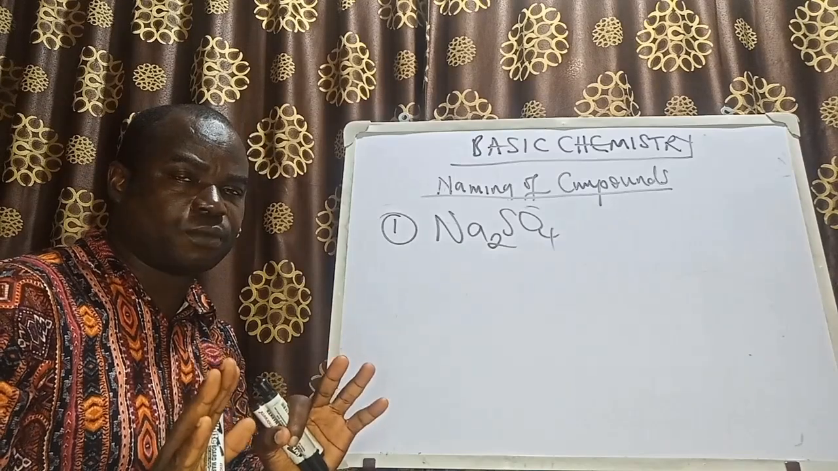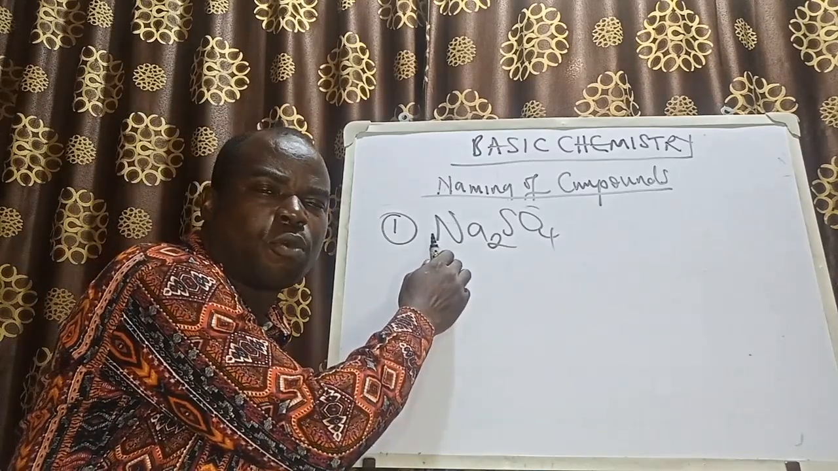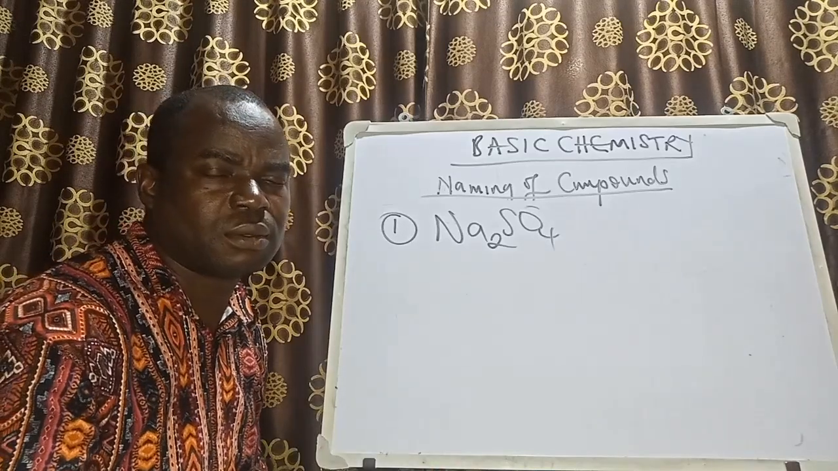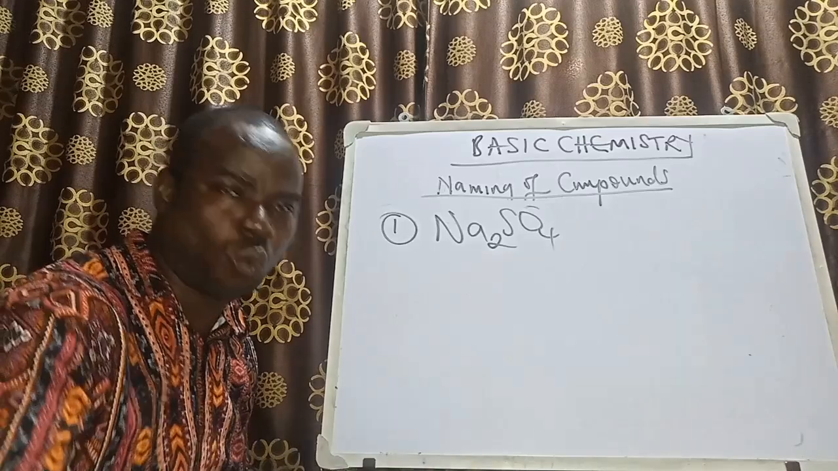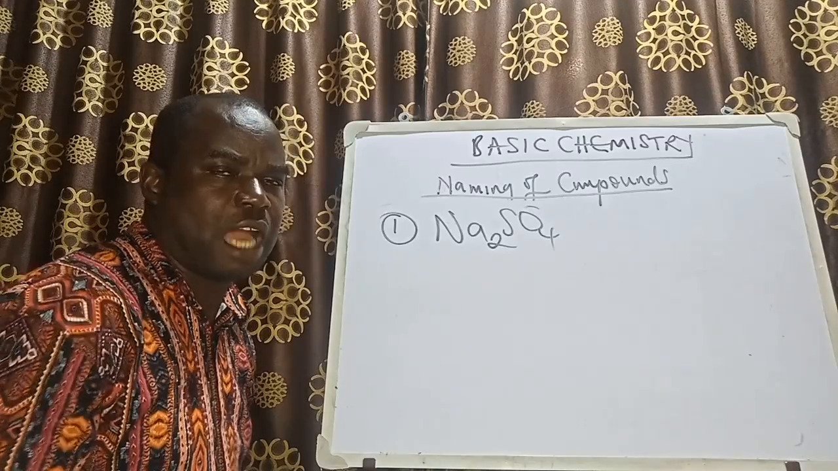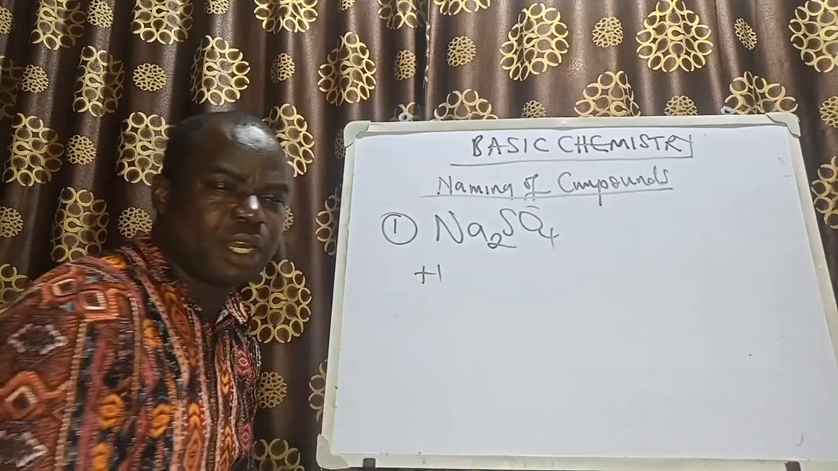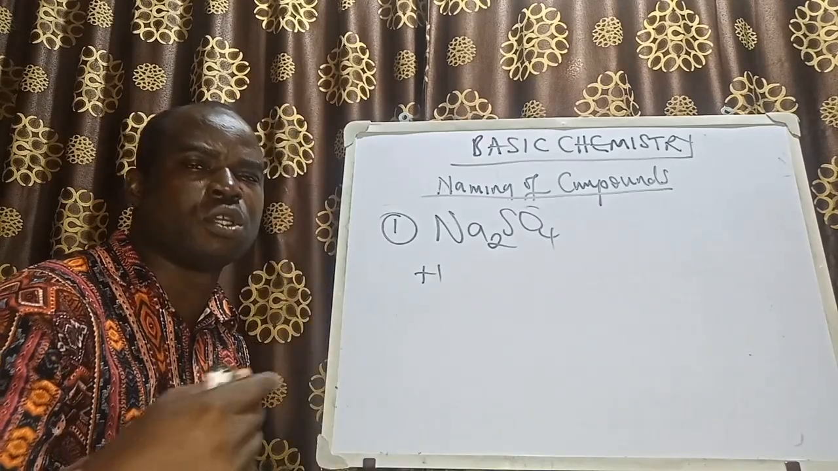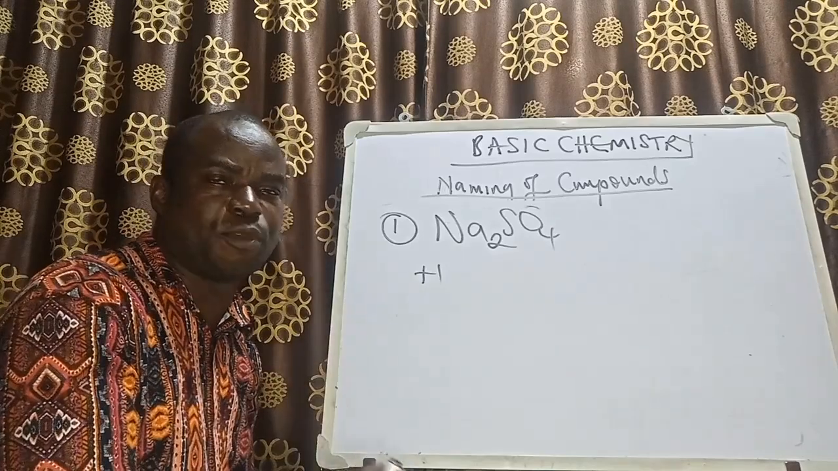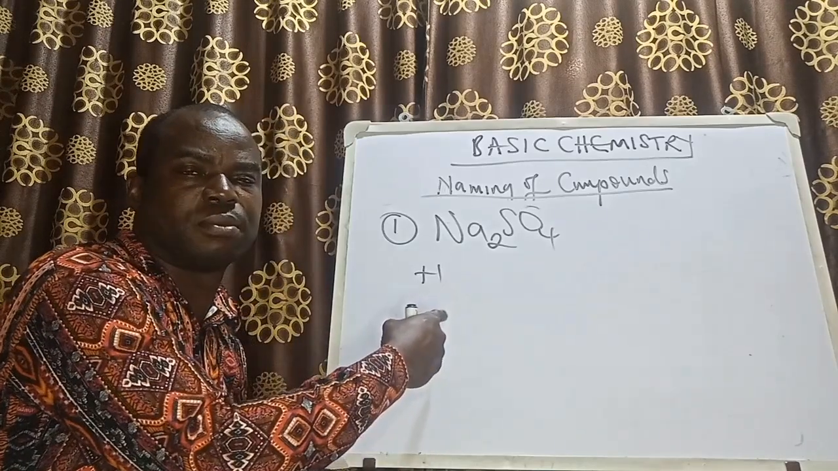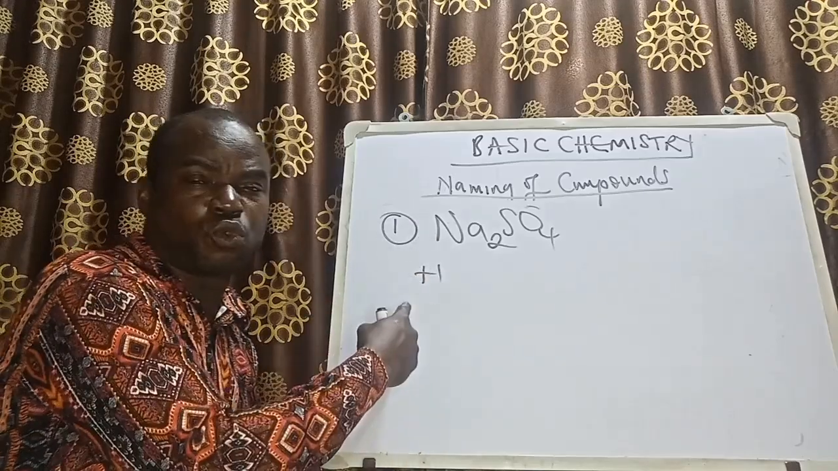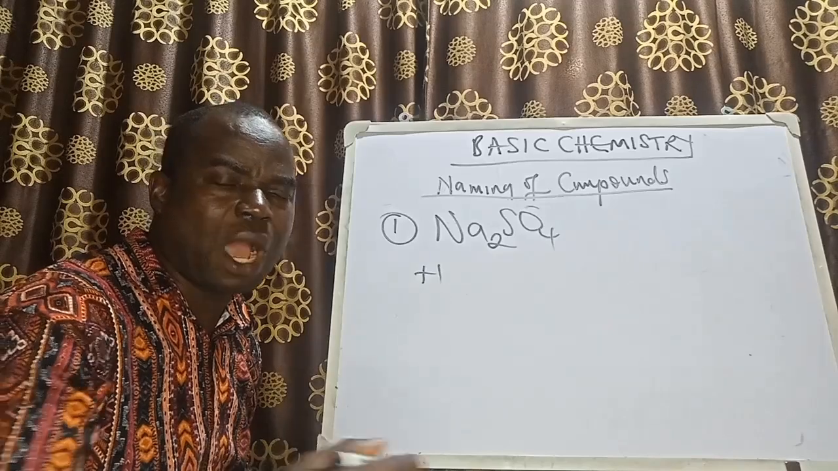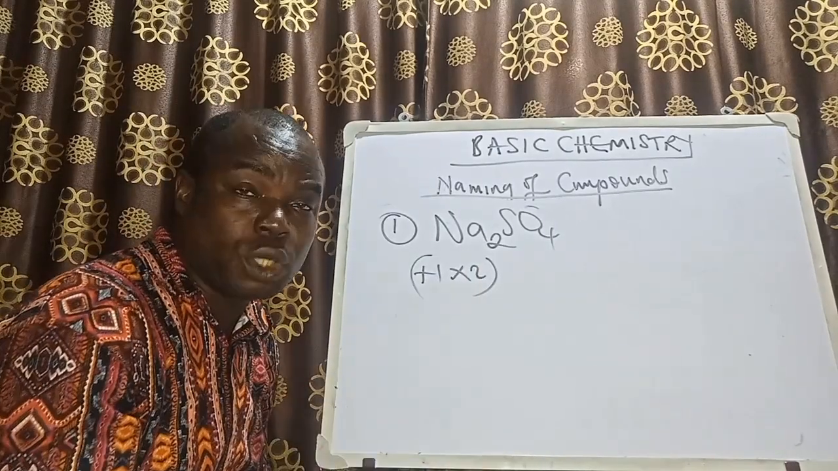Now, follow me very well so you can understand it. Let us find the oxidation number of sodium. Sodium is number 11, which is 2,8,1, as I taught you in the previous videos. So the oxidation number is +1. If you have not watched the previous videos, you need to refer to them before you can understand this one, because you need the oxidation number to solve this very well. So the oxidation number of sodium is +1, but because sodium appears 2 times, I will do +1 times 2.